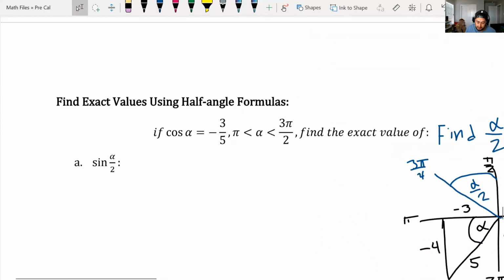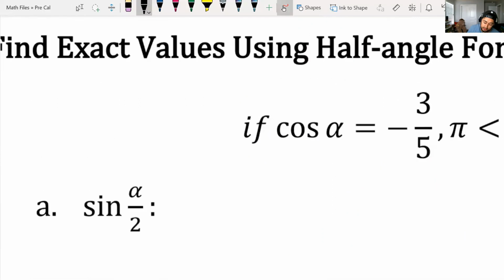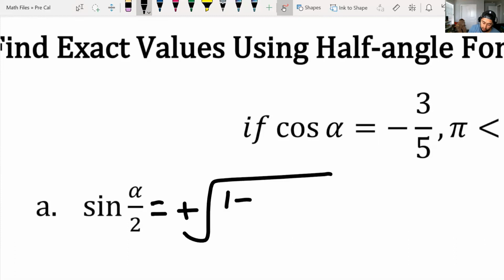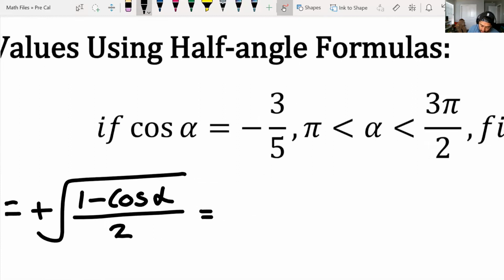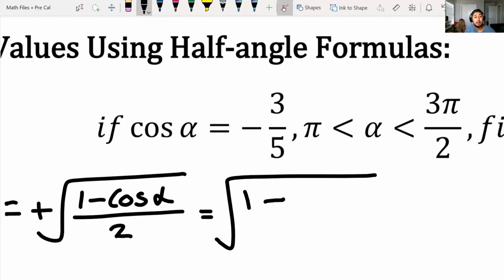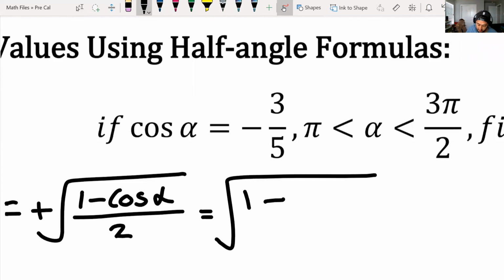Okay, so let's get started. We want to know, what is the sine of alpha over 2? Well, by the formula, sine of alpha over 2 is, and since we're in quadrant 2, it's going to be the positive square root of 1 minus cosine alpha over 2. Which then means we get the square root of 1 minus, and what is the cosine of alpha given here? Look, it's right above. Cosine of alpha is -3/5. So that's what we plug in for cosine alpha. So I get 1 minus -3/5, all over 2.